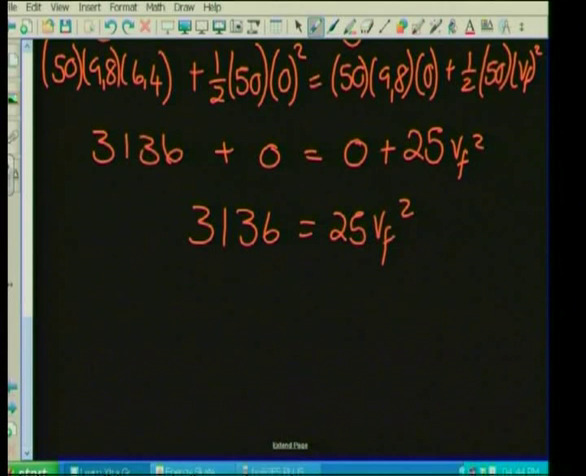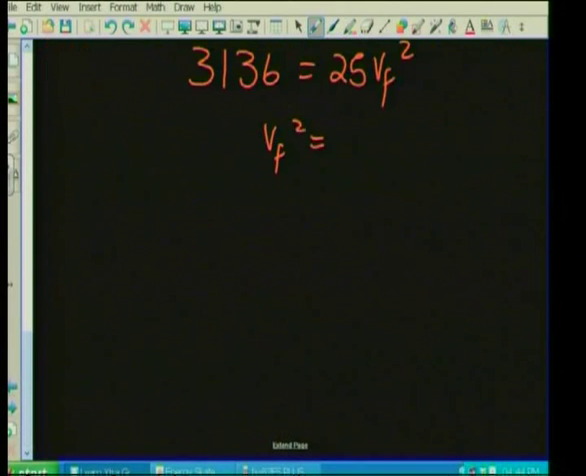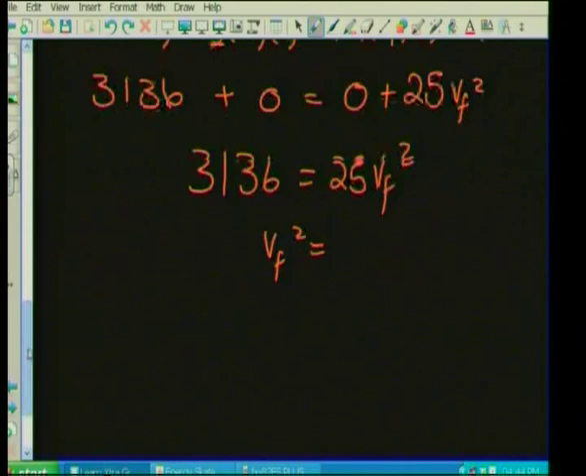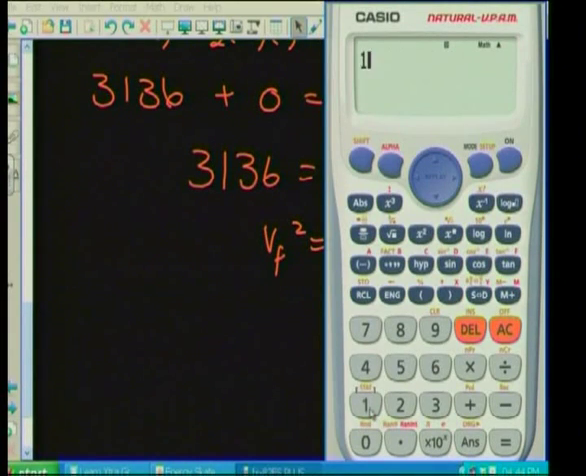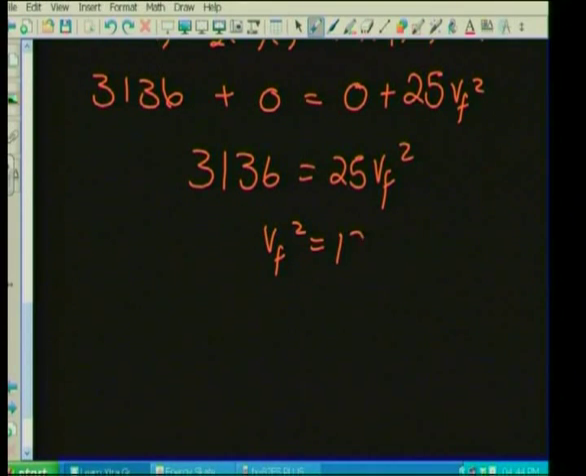To get VF squared on its own, we're going to divide both sides by 25. So 3136 divided by 25, we get 125.44. Please be careful here, grade 10, because I know exactly what happens after this point. You go, there's my answer.